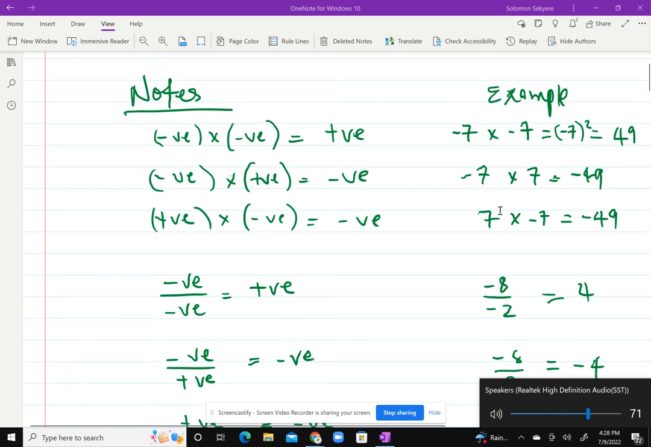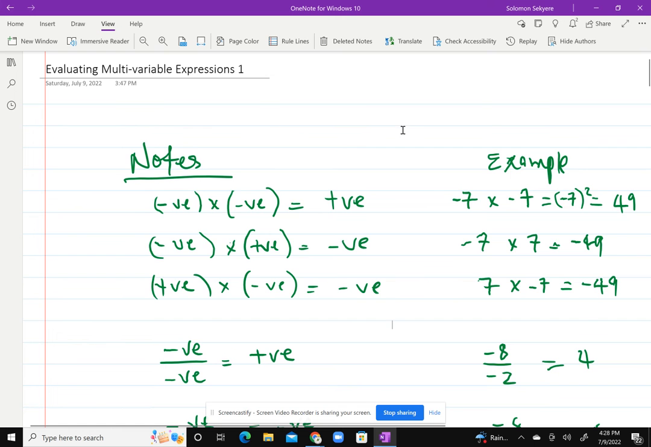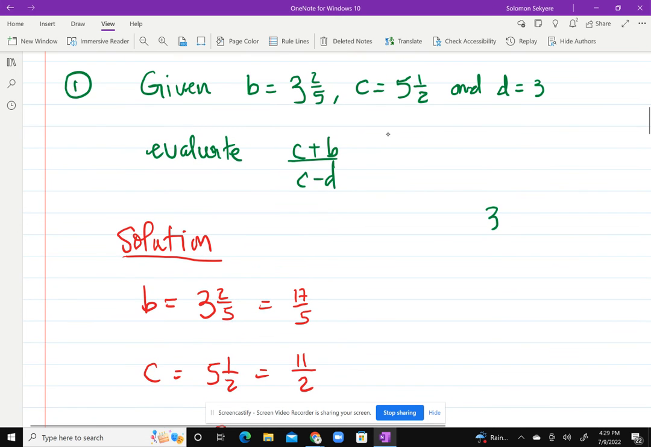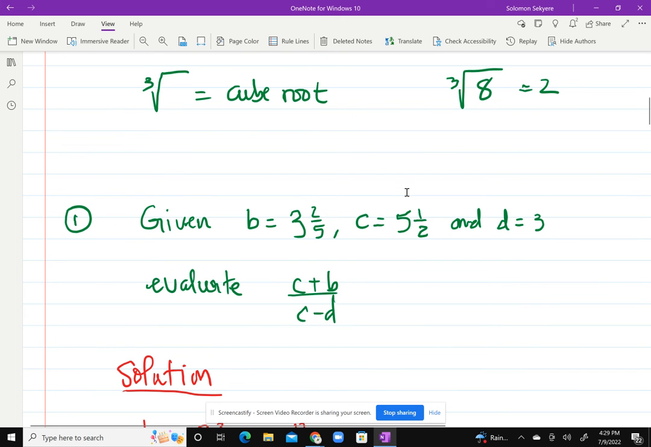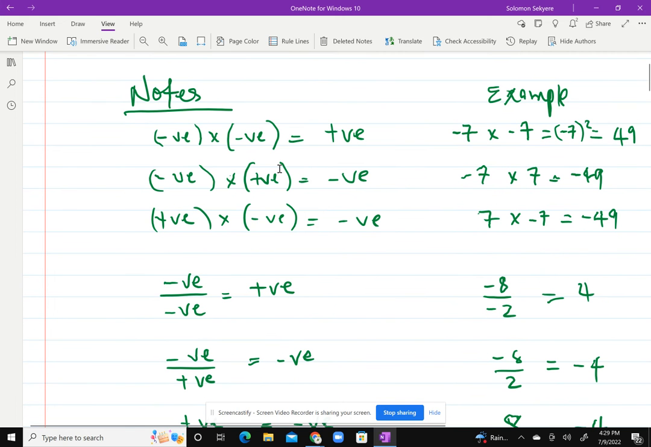Okay, this week we're going to be looking at evaluating multivariable expressions. So far what we've been doing is solving equations like 3x plus 8 equals a number, say 20, and then you solve it to find what that variable x is. Now here you are given numbers and an expression, and you just put in the numbers to find the value of the expression. Before we start, these are some notes.